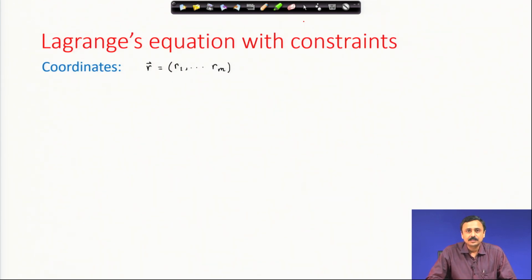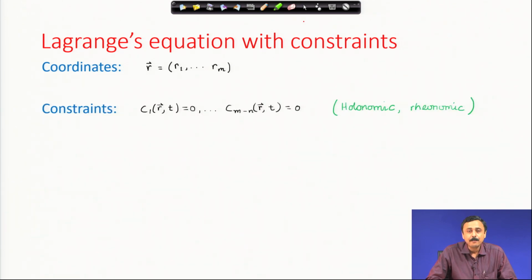Now, we generalize this approach. Let us consider physical coordinates r 1 to r m. We have m minus n constraints. Now, this has been chosen so that we have n generalized coordinates, and here we consider m minus n holonomic constraints, which are rheonomic, which means they involve time in general. We will deal with non-holonomic constraints separately.